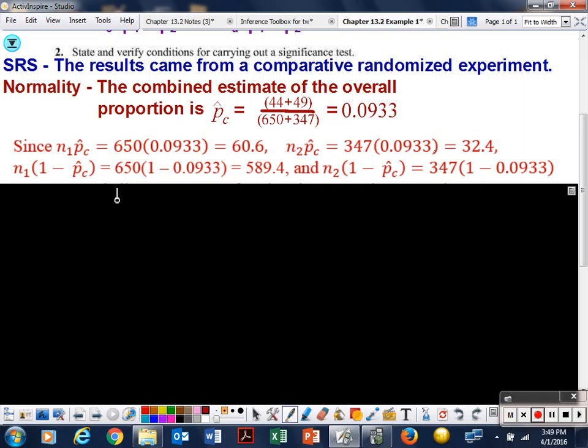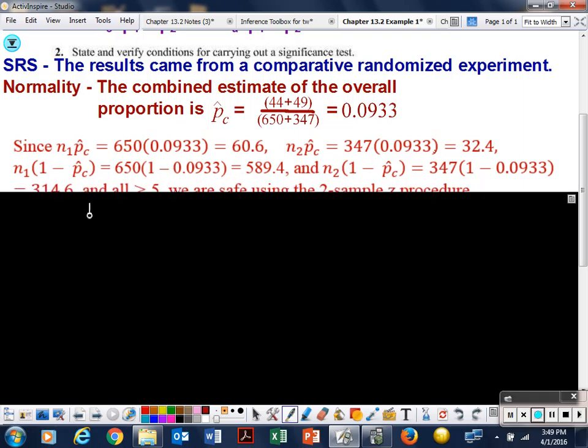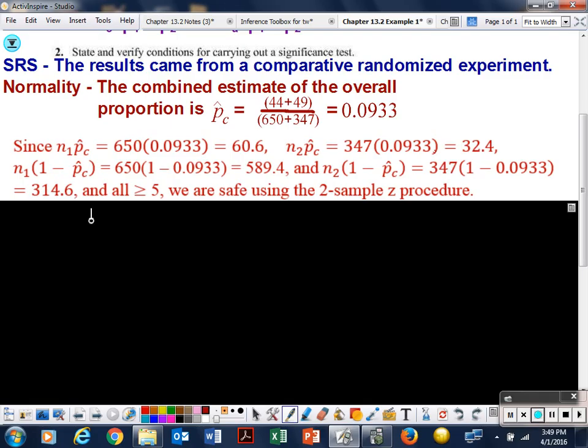So the first one is 589.4, and the second one gives me 314.6. Now, they are all greater than 5. They are all greater than or equal to 5. Things are good. We are safe using the 2-sample Z procedure.